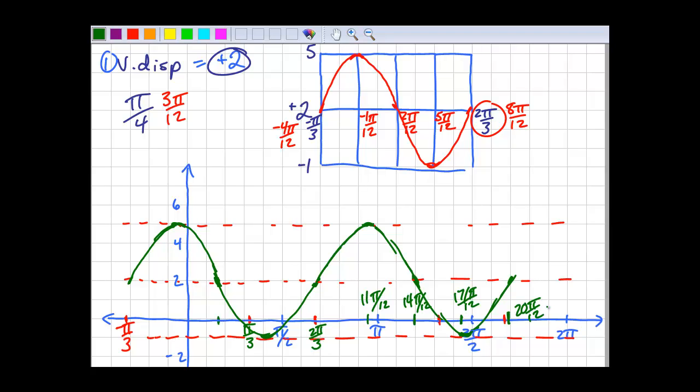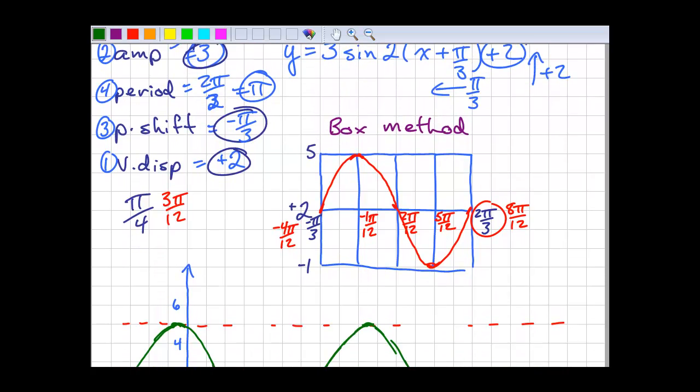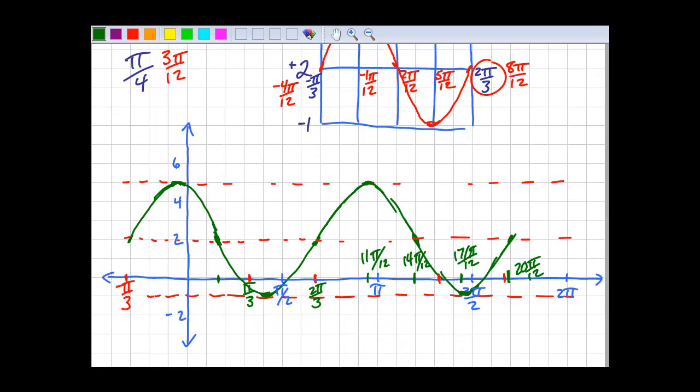Okay, so that's an example of how you can graph using the box method and transferring your information to your x-y axis or your theta y-axis. Hope that helps.